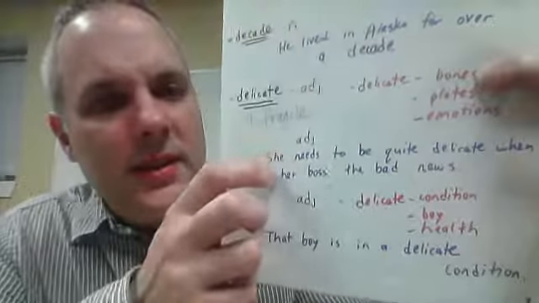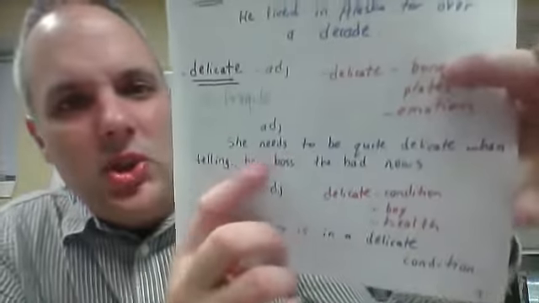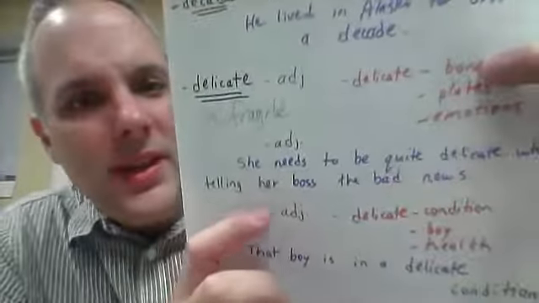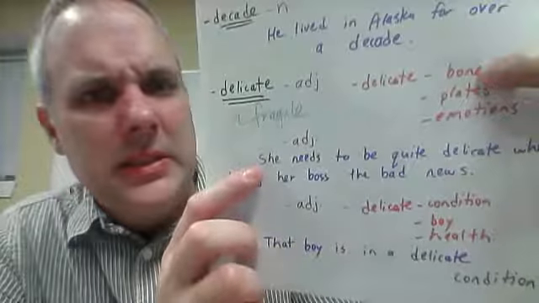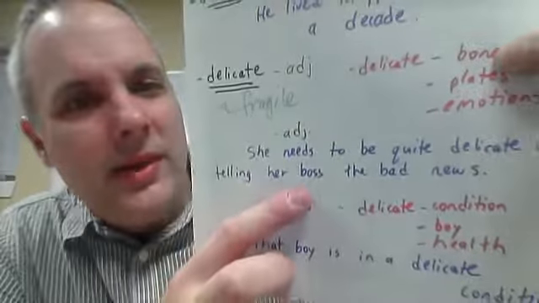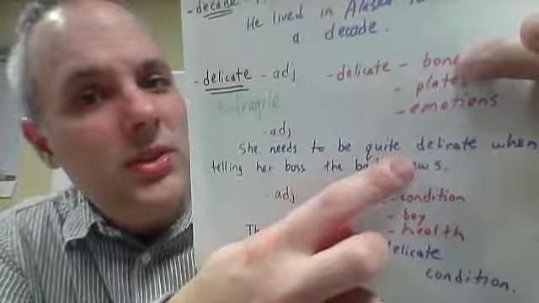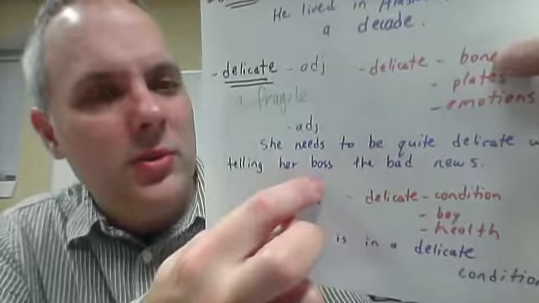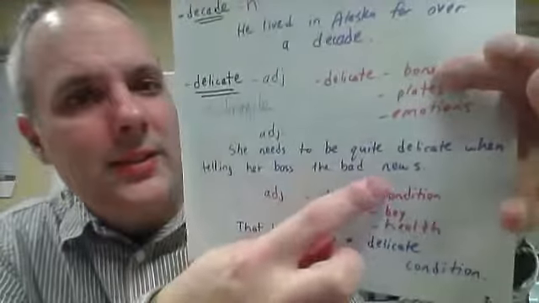Now, here, this second meaning of delicate is a little bit different. The second meaning of delicate is that you have to be really, really careful about something. Okay? So, she needs to be quite delicate when telling her boss the bad news. Okay? So maybe she has to tell the boss, oh, we lost a lot of money. But she knows the boss is going to be angry. So she has to be quite delicate. Very delicate, okay? Because if she just is not careful, the boss will be super angry. And maybe she will have no job, okay? So she has to be delicate, okay?